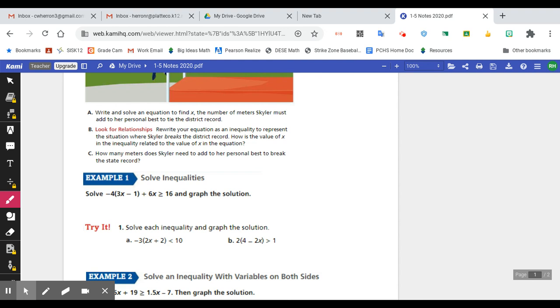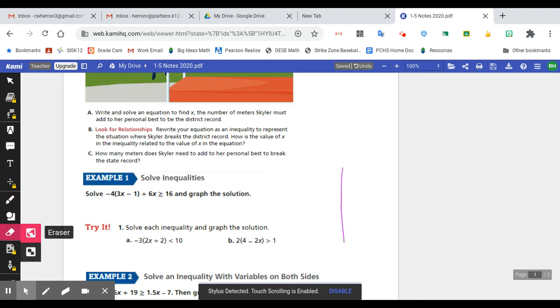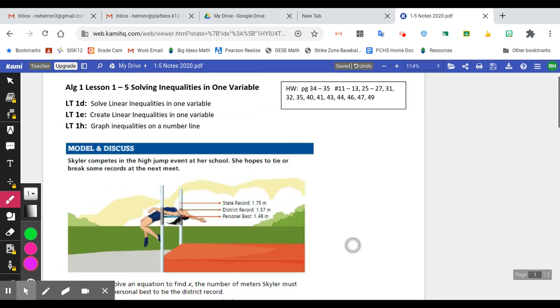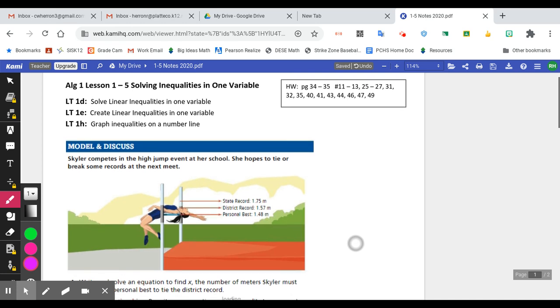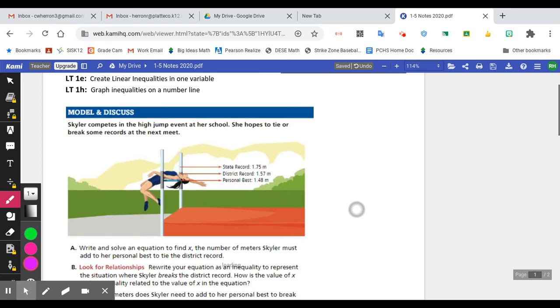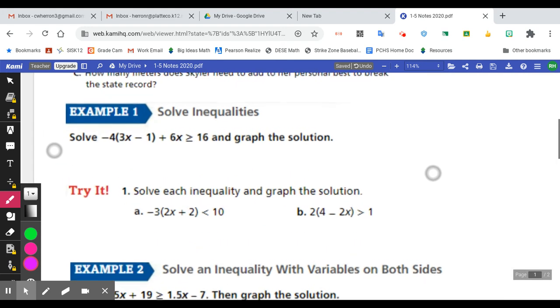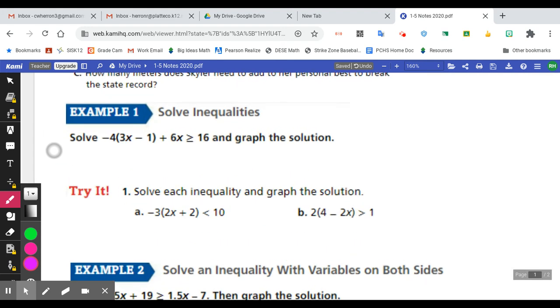Okay, you guys, so we're going to look into lesson 1.5, and we are going to actually skip over this model and discuss part. We are talking today about solving inequalities, creating them, and graphing them. Okay, and we know that inequality means that when something is not equal to something else. So if it's not equal, it has to be greater than or less than, or could say greater than or equal to or less than or equal to.